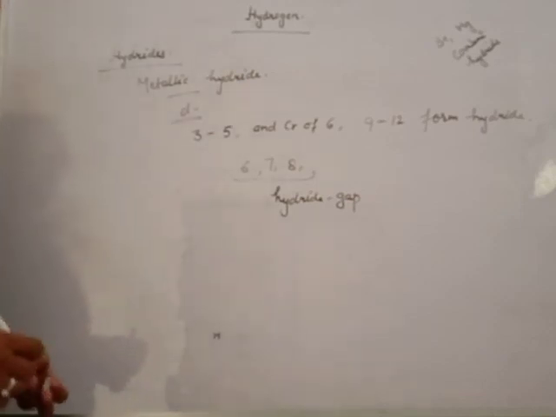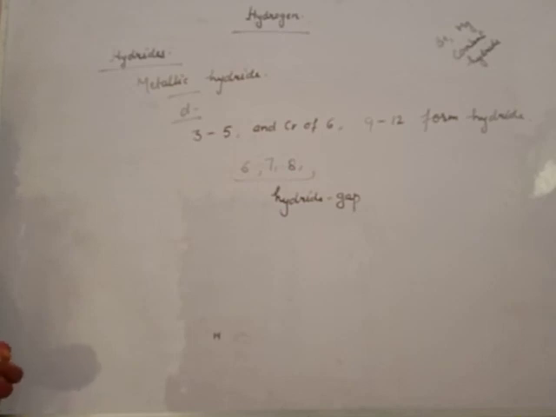Now, hydride is a binary compound. Which elements do not form hydride? Lanthanoids, actinoids, noble gases, group 7, 8, 9 elements and chromium of group 6 do not give hydride. Beryllium and magnesium give covalent hydride. Other natures are the same. Revise the topic. Thank you.